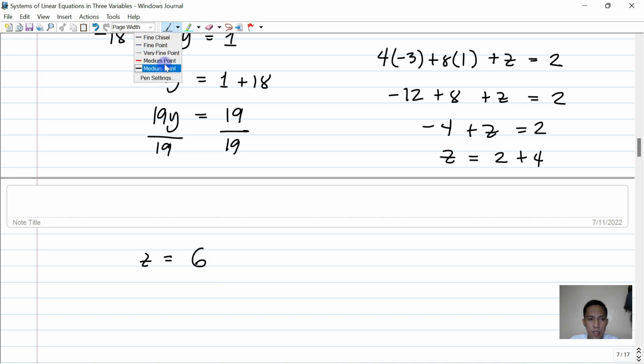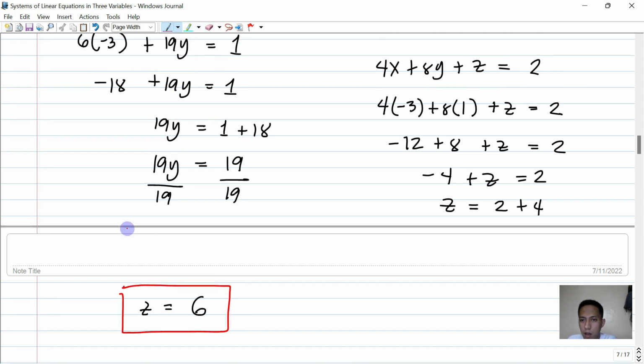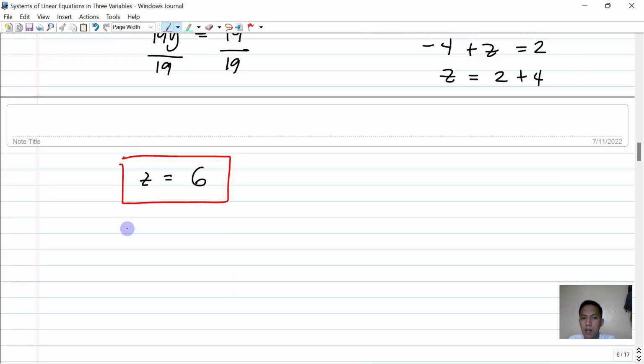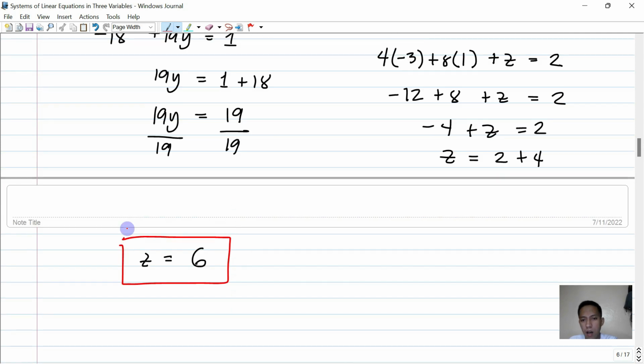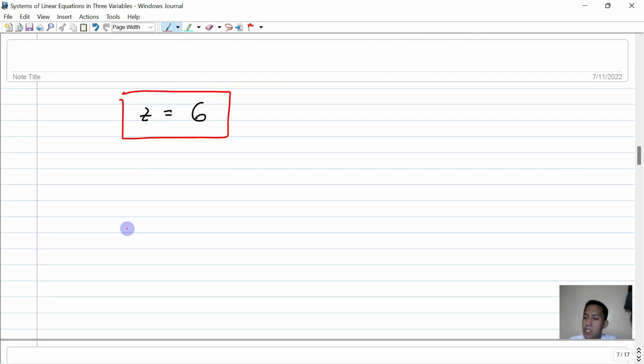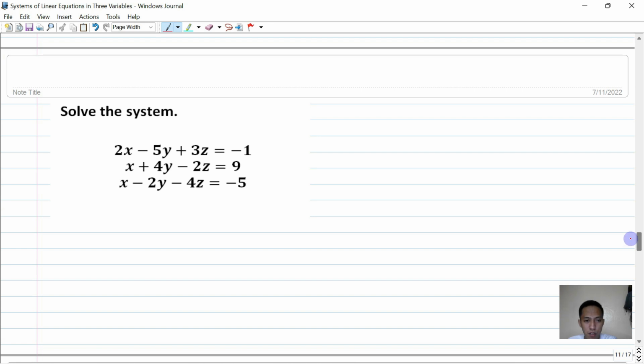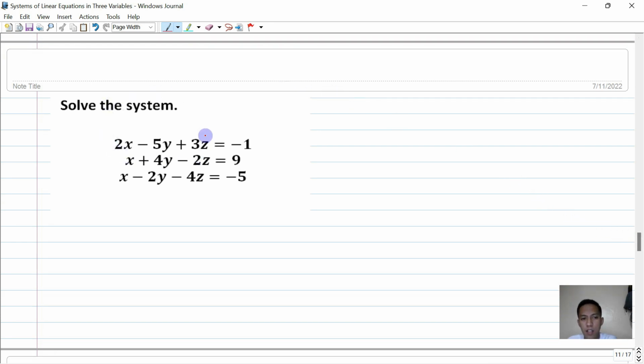So there you have it, the three unknowns. X, y, and z are negative 3, 1, and 6 respectively. So that's how you solve a linear equation in 3 variables. I will just leave you this last example here. So solve nyo guys, try this one, and i-comment nyo yung answer nitong problem na to sa comment section nitong video.